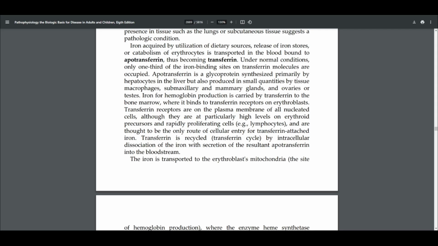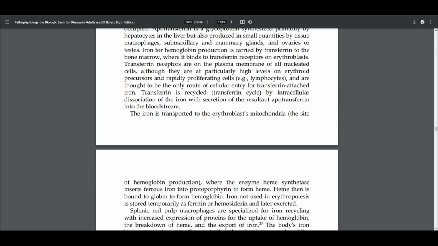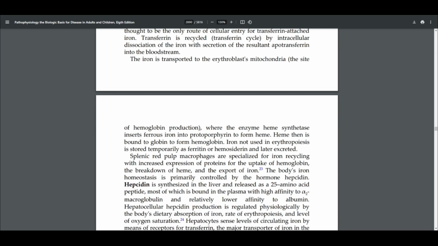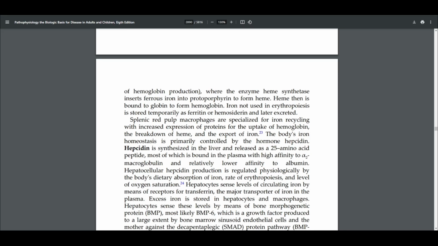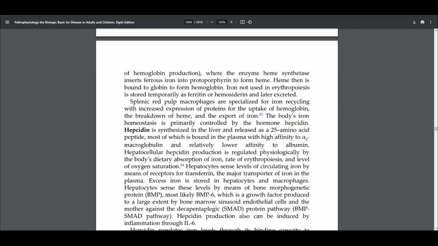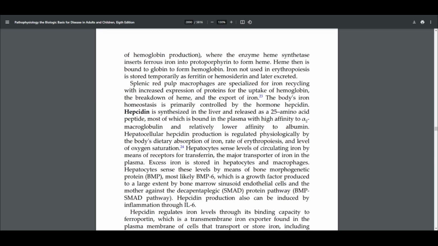Although they are at particularly high levels on erythroid precursors and rapidly proliferating cells, they are thought to be the only route of cellular entry for transferrin-attached iron. Transferrin is recycled by intracellular dissociation of the iron, with secretion of the resultant apotransferrin into the bloodstream. The iron is transported to the erythroblast mitochondria, where the enzyme heme synthase inserts ferrous iron into protoporphyrin to form heme.